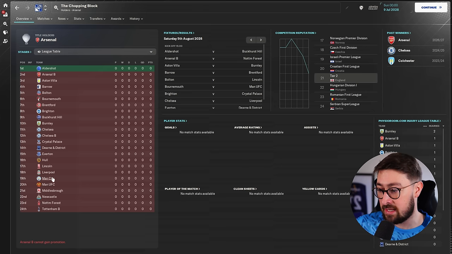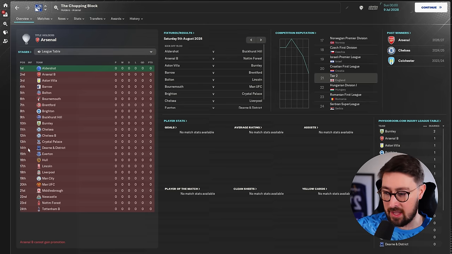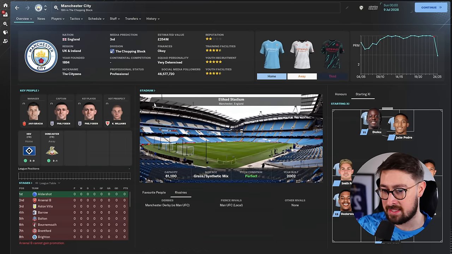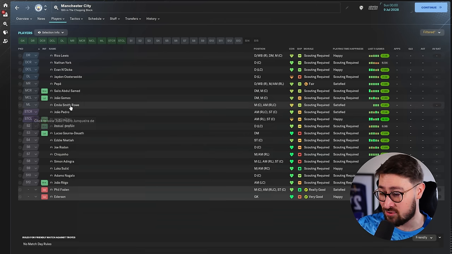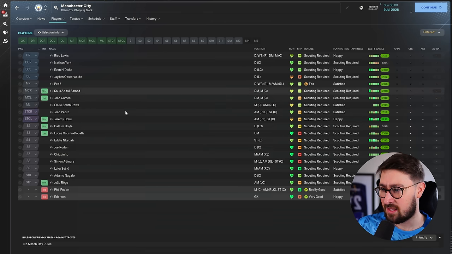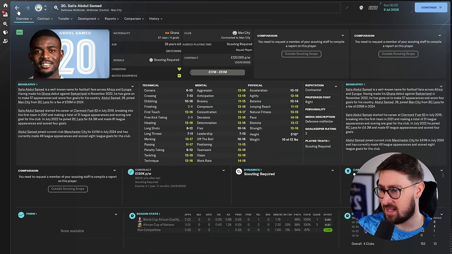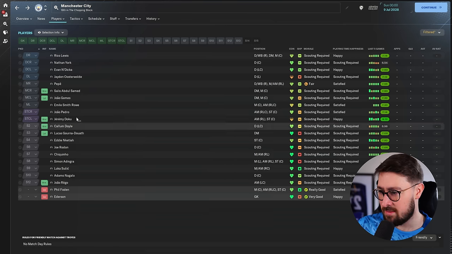So Manchester United, Liverpool, Man City. I must have missed them because I looked at last season's one. They are in the chopping block for next year. Let's have a look at the state of them. Man City have, do you know what? That is still a strong team. Jeremy Doku, João Pedro, Smith Rose there. Like Salis Abdul Samed, is he any good? He's come from Lens. So yeah, maybe he is quite good.